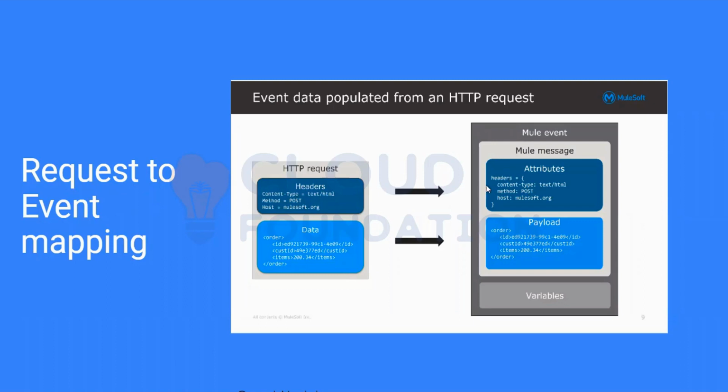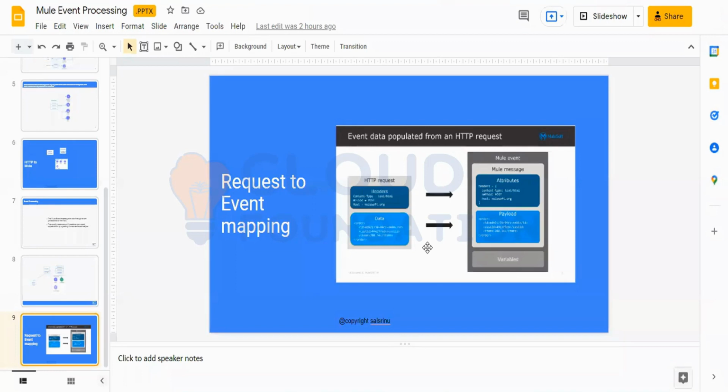And the data section, the payload, is copied to the payload section. Initially variables are empty. When the listener converts, at that point variables are empty. But going forward, while processing the message, we can add new variables, which we will discuss tomorrow. Tomorrow means in the next session I will discuss the variables. We'll talk about your availability after the end of the session, but this one I will demonstrate.